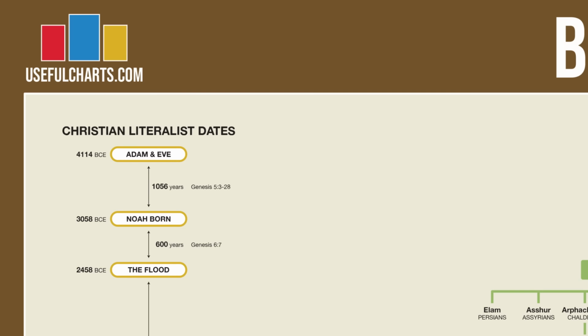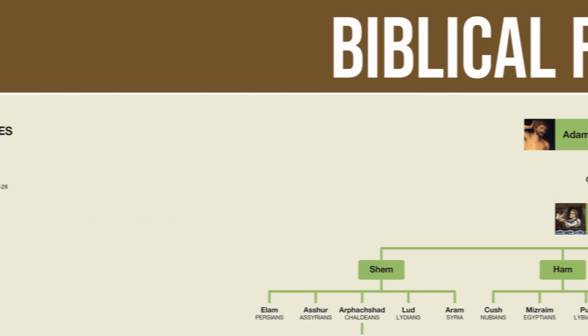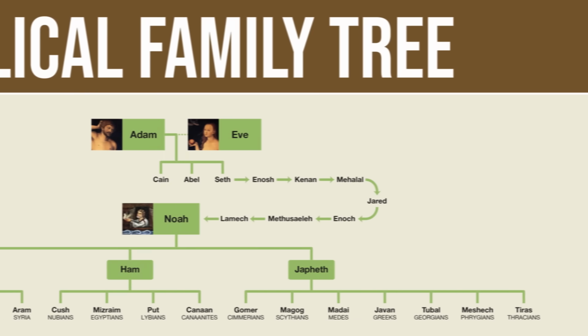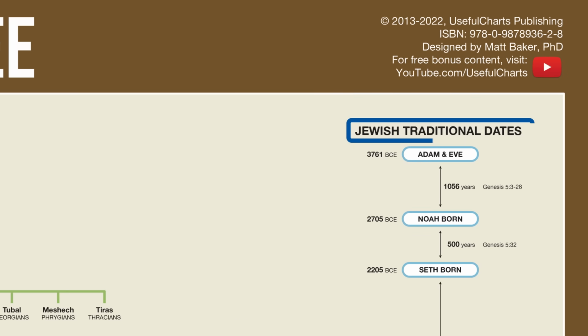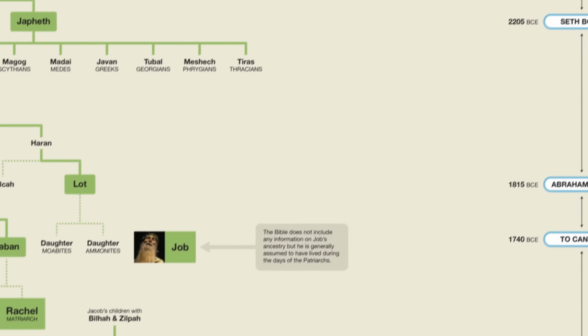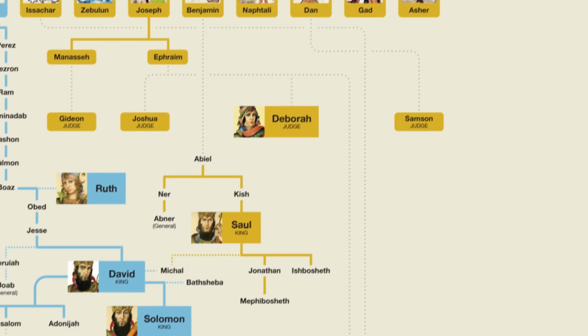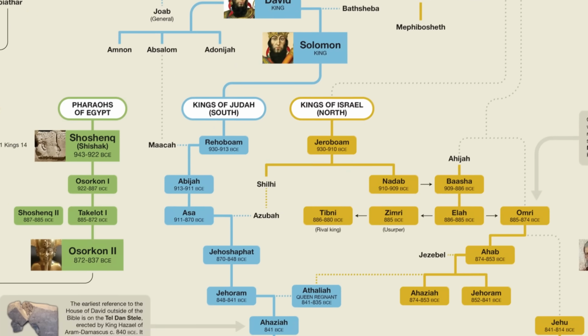Traditionally, though, Jews have calculated things a bit differently, which is why I labeled this side Christian literalists. However, if we move over to the other side of the chart, you'll note that I've also included the traditional Jewish dates. I'll explain those dates nearer to the end of this video. So for now, let's go back to Rehoboam and Jeroboam and continue down the family tree.